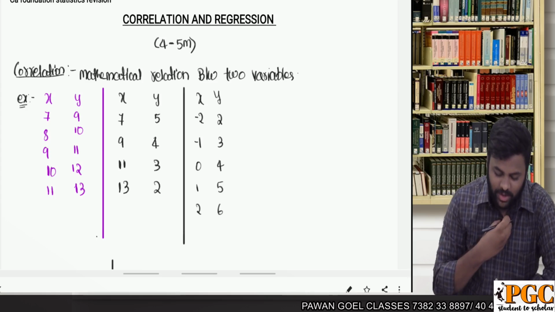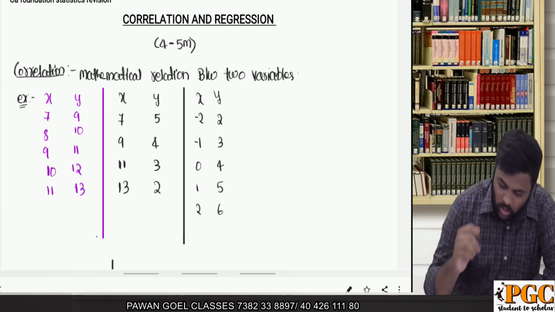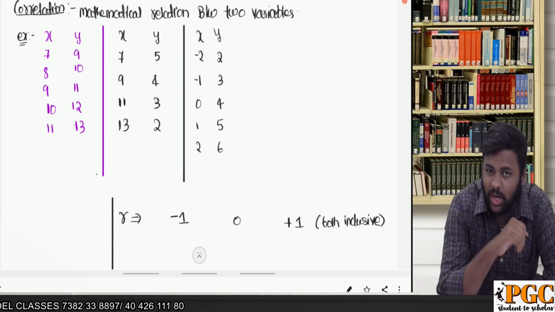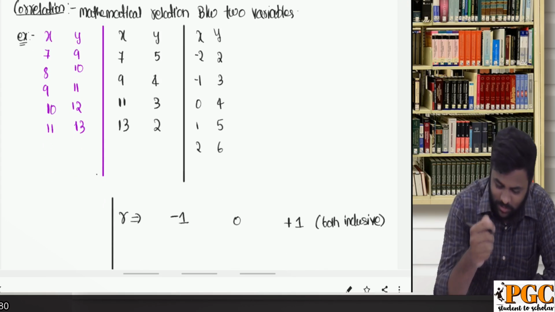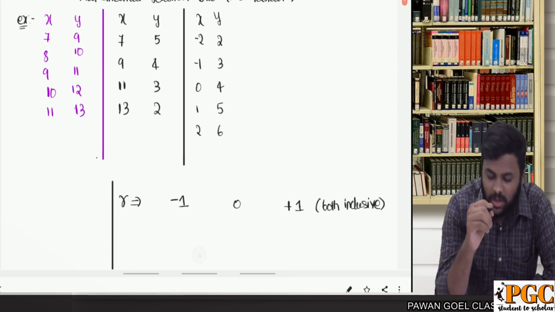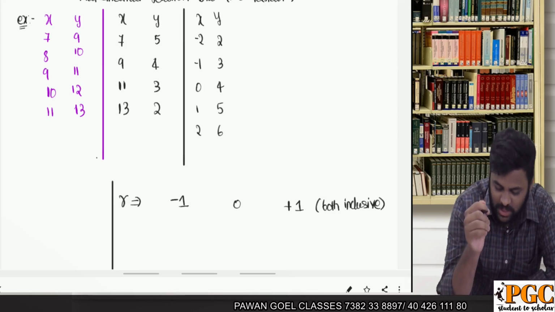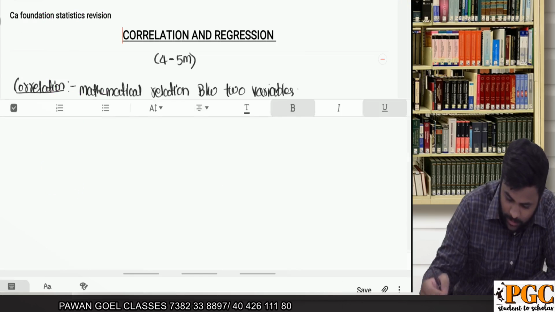Now, my dear friends, first let us understand what is correlation. Correlation is nothing but the mathematical relation between two variables. If you are trying to calculate the relation in terms of maximum or minimum between two variables, we call it correlation. Now, try to see these three examples. In the first example, we have variable x and variable y.